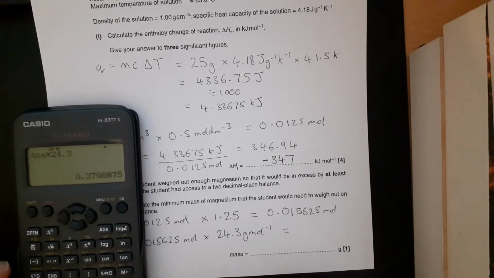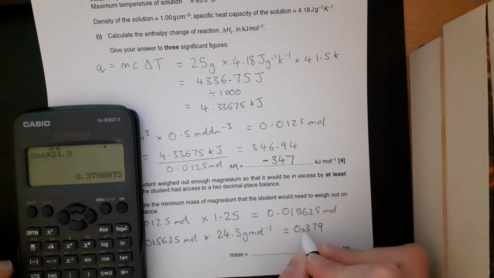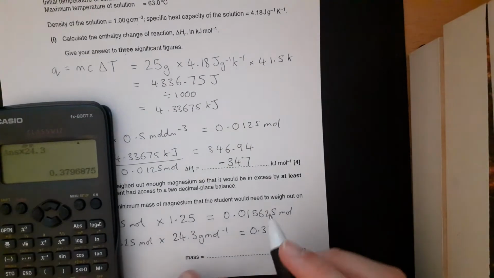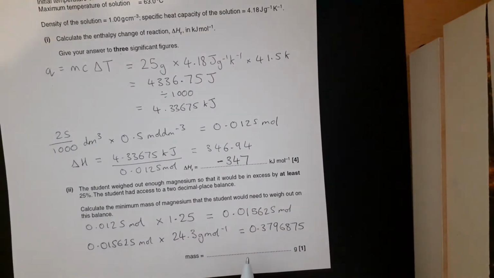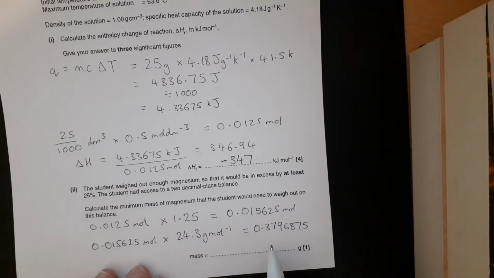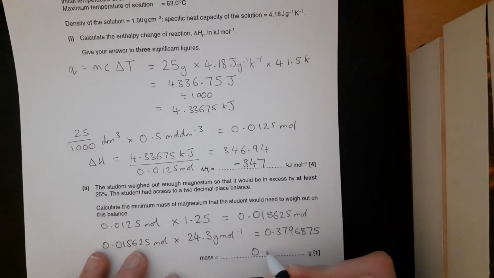And we end up with a mass of 0.3796875. So how am I going to know what decimal places to do it to? It says here it's a 2 decimal place balance. So to 2 decimal places, this is going to be 0.38.